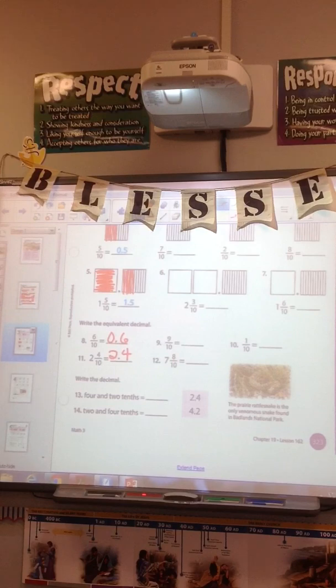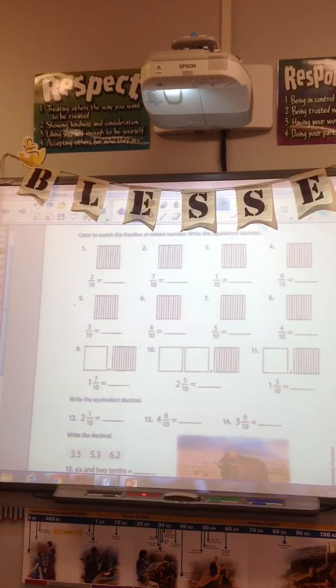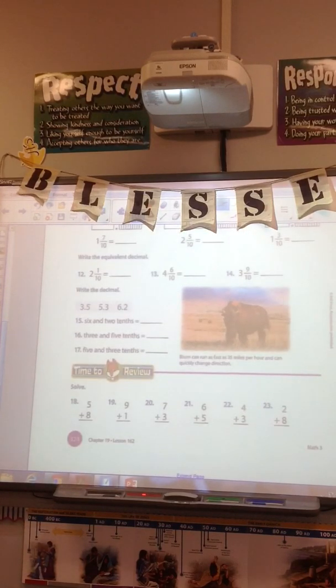Let's look at the back page. Color to match the fraction or the mixed number, write the equivalent decimal. That is the exact same thing that we just got finished doing, so you're going to continue that. Write the equivalent decimal, continue that, same thing we just did, and then match those, same thing we just did, and then a quick addition, quick fact review.